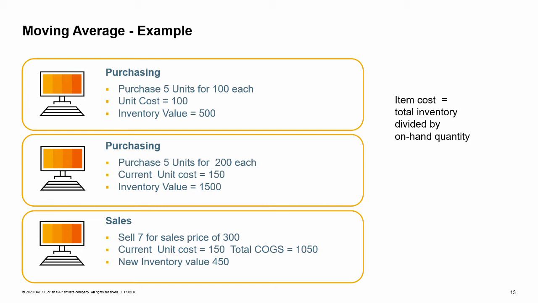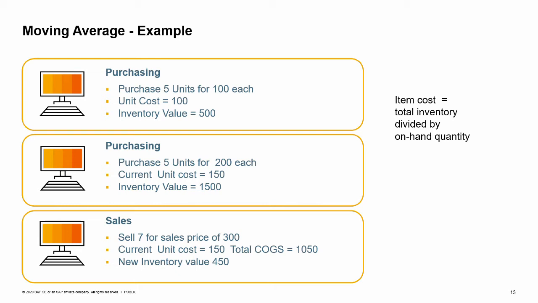The inventory value at this point is 500. The moving average cost at this point is 100. That is the inventory total value of 500 divided by the quantity of 5. Then a second purchase of 5 is made, this time for 200 each for a total purchase cost of 1,000. Now the total inventory value is 1,500. There is a quantity of 10 in stock. 1,500 divided by 10 gives us an item cost of 150.